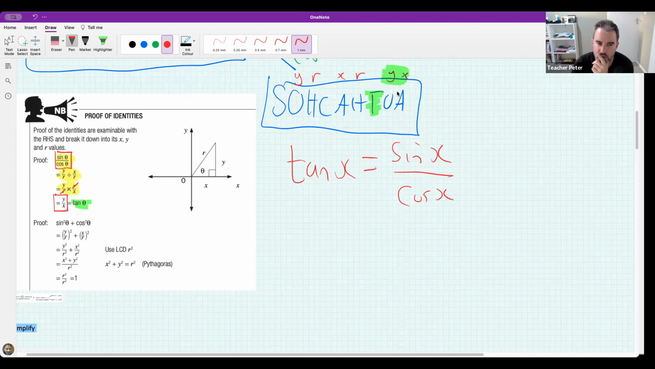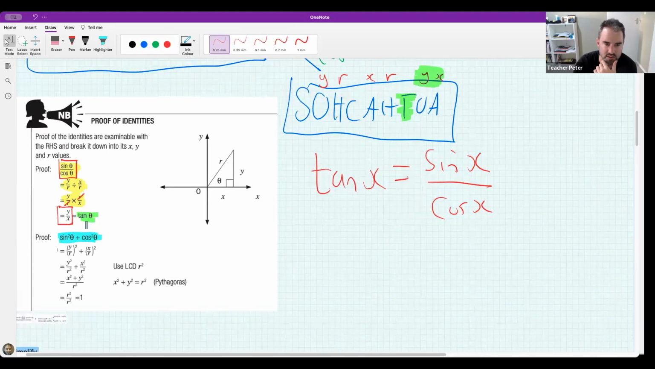Okay, now, same thing with the sine squared and so on. Here is sine squared theta plus cos squared theta.